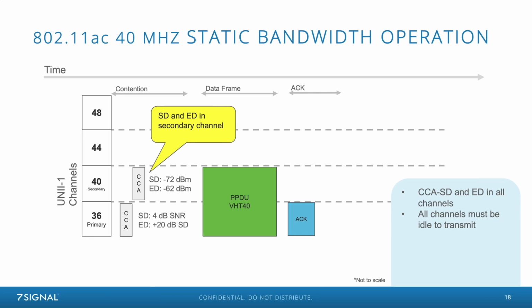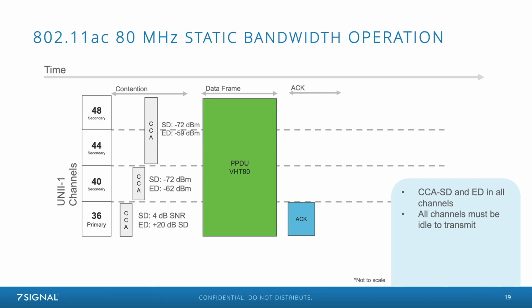In 802.11ac, we're calling this static bandwidth operation, which will contrast with dynamic bandwidth operation. In order for us to transmit in the 40 megahertz wide channel, and this is the same with 802.11n too, both of our clear channel assessments have to show the channels as idle. If either one is busy, we back off and we don't transmit. So we need the full 40 megahertz to be idle for us to transmit this 40 megahertz wide data frame.